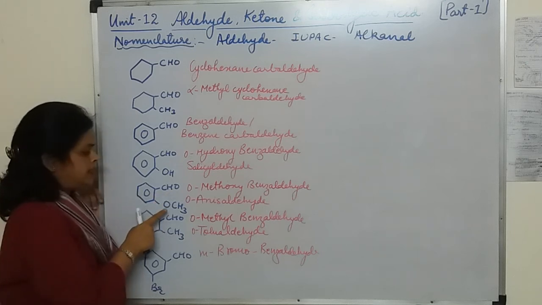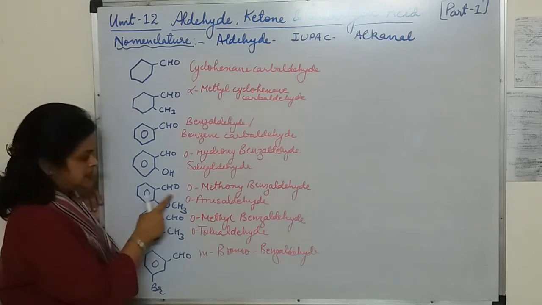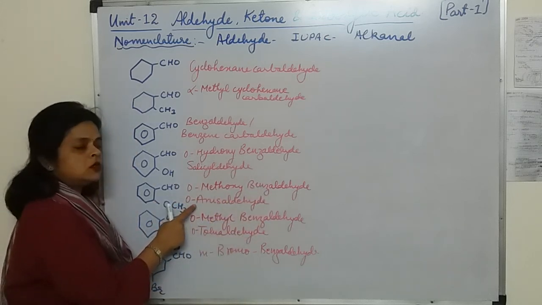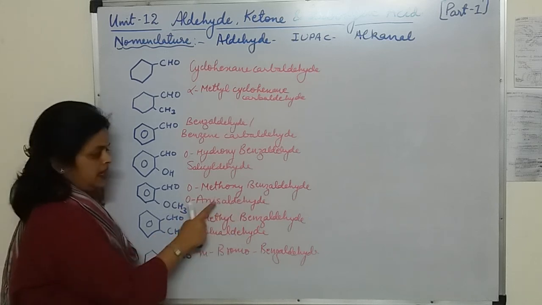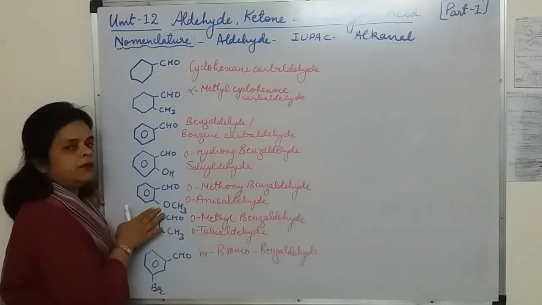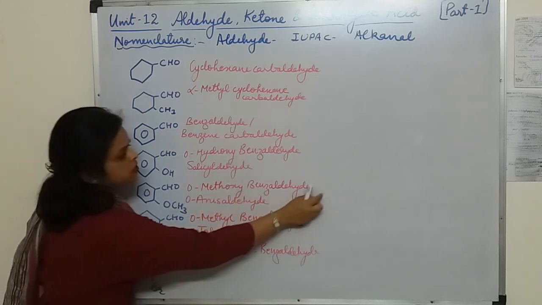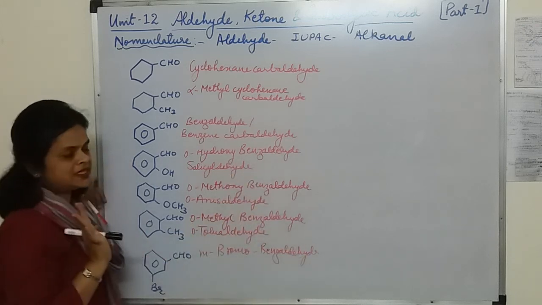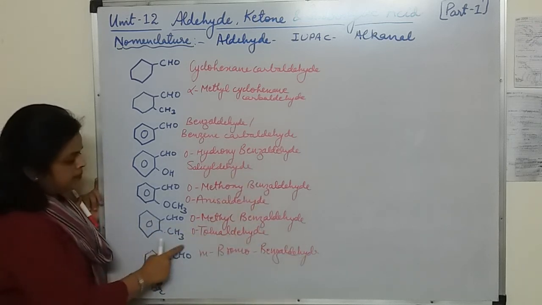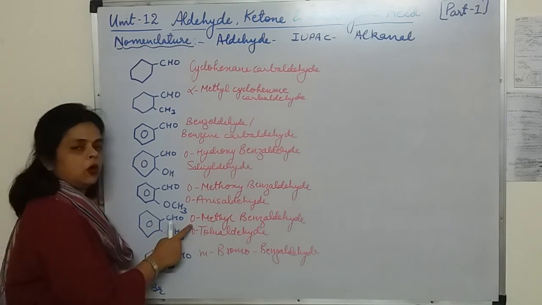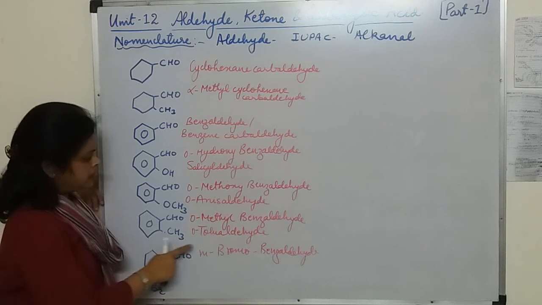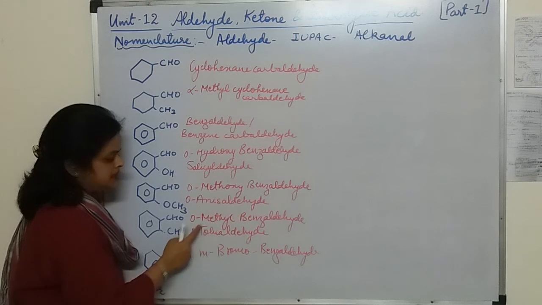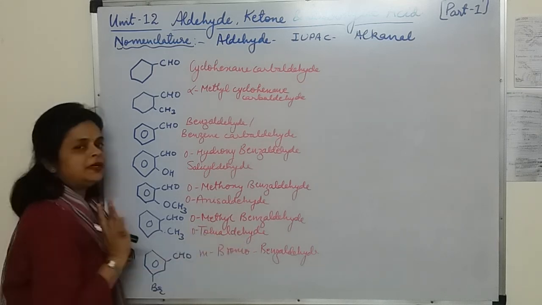Now a CHO group and an OCH3 group at the ortho position, this is methoxy, so obviously ortho-methoxy benzaldehyde, and this is also called ortho-anisaldehyde. Anisaldehyde is its common name. You can write both. And students, instead of benzaldehyde, if you write ortho-methoxy benzene carbaldehyde, that is also correct. When you have a methyl group at the ortho position, that will be ortho-methyl benzaldehyde, or you can also use the name ortho-tolualdehyde. Tolualdehyde means a CH3 group along with a CHO group on the benzene ring.